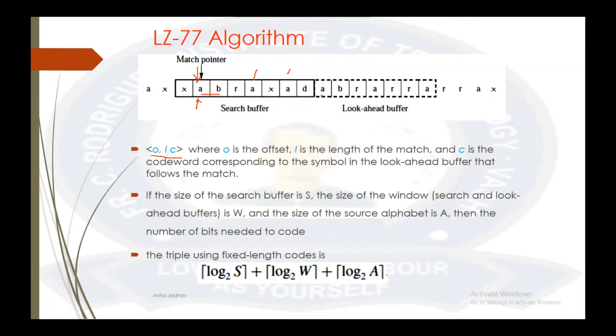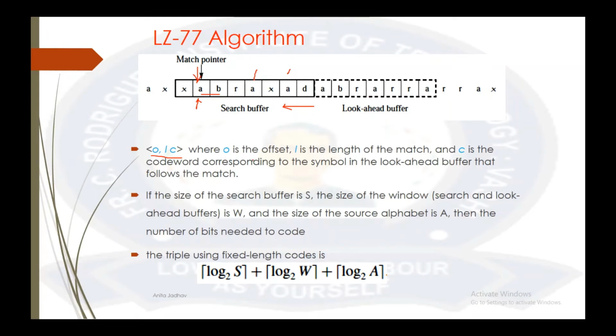So let us consider this particular example. I will write O as the offset. Let us count where I have found the match. This is 1, 2, 3, 4, 5, 6, 7. So O is 7. Remember to count from right to left. What is the match? How many letters did I find that have already been encoded? 1 and 2. So here it will be 7 comma 2.